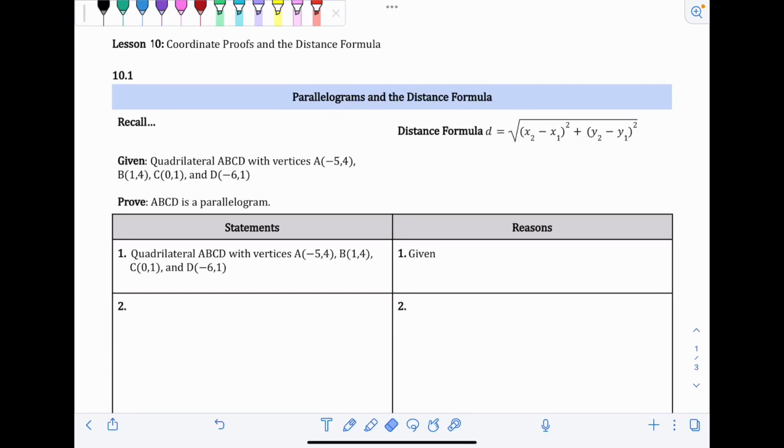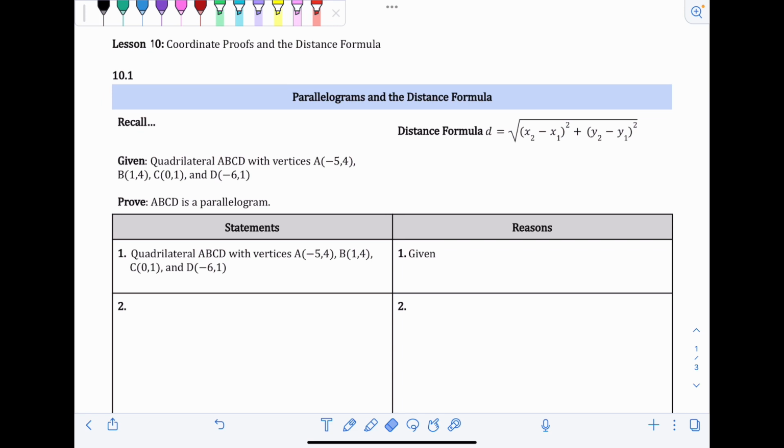Lesson 10 is coordinate proofs in the distance formula, and in 10.1 we're going to prove that a quadrilateral is a parallelogram using the distance formula. In order to do that, we just have to show that the opposite sides are congruent to each other. If the opposite sides are congruent, that means that we have a parallelogram. So the distance formula is going to help us show that each opposite side is congruent.